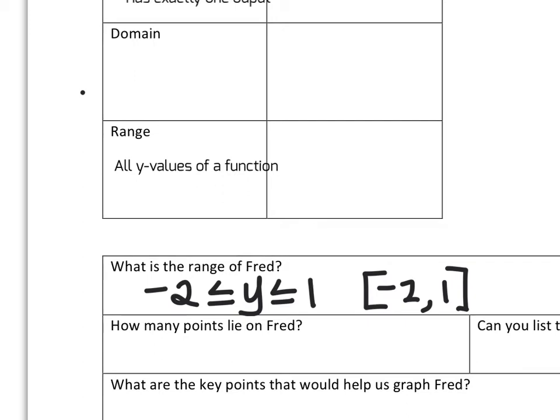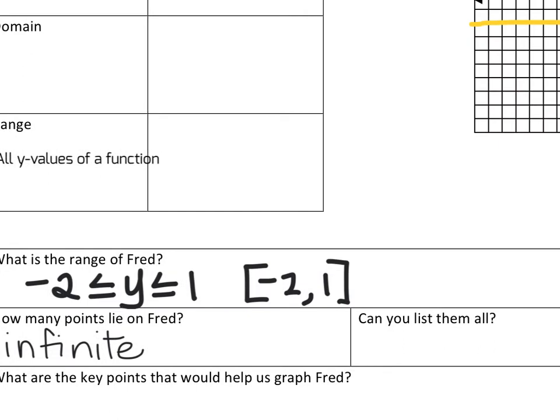So how many points lie on Fred? How many points can we count between -2 and 1? That's an infinite number of points, because that includes all the decimals between and including -2 and 1. So can we list them all? Well, I don't have a lifetime to list them all, so the answer is no, because there are too many, because it's infinite.